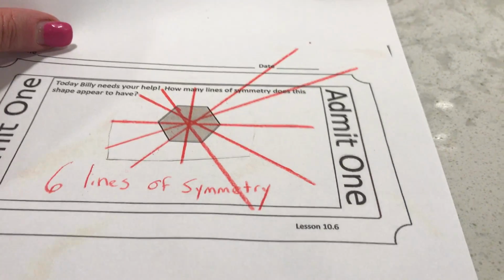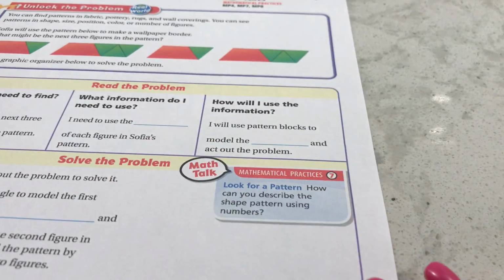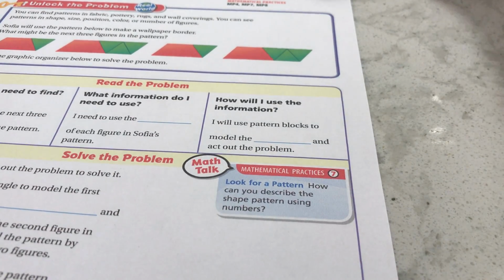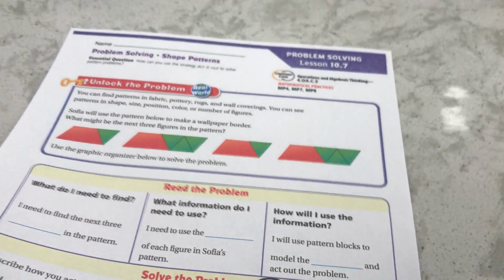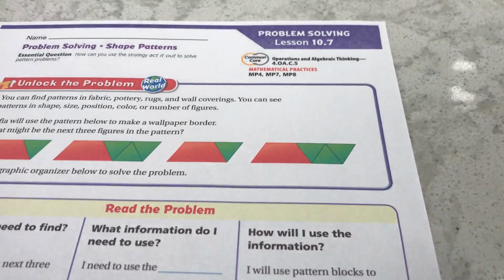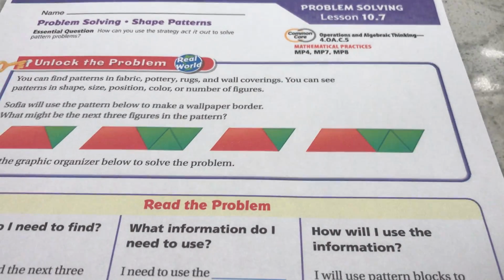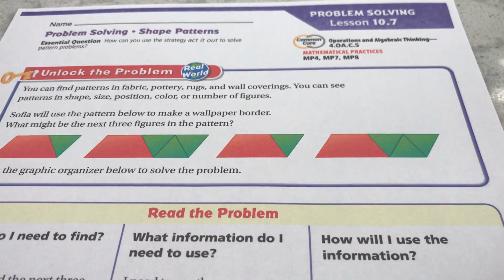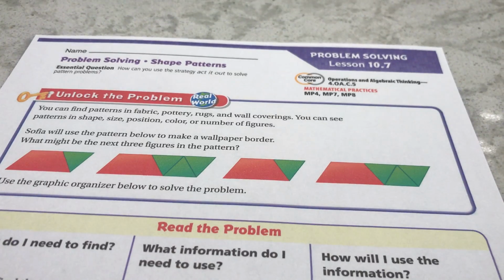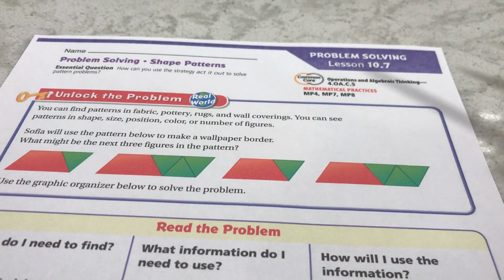So you can put that on the side. You have your workbook open to page 587, which is lesson 10.7. And have your reteach handy too, because we're going to jump over to that. All right, so let's look at the top on the Unlock the Problem for 10.7. So we're going to be problem solving using shape patterns. So this will be fun.